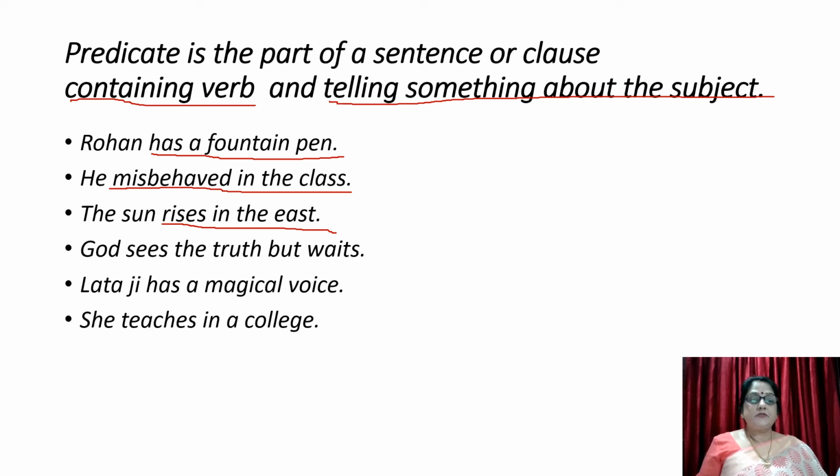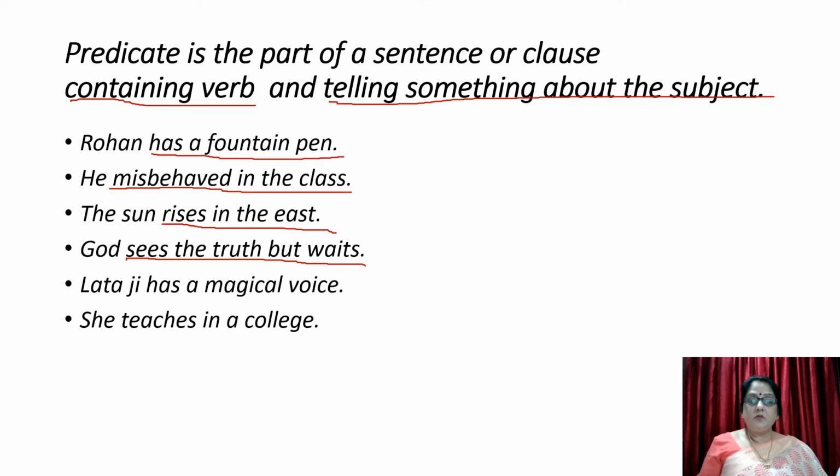God sees the truth but waits. God sees the truth. Now God is the subject. Sees is what? It's a verb. Sees the truth but waits is telling about the subject. What is it telling about the subject? That God sees the truth but waits. So the whole part is predicate.